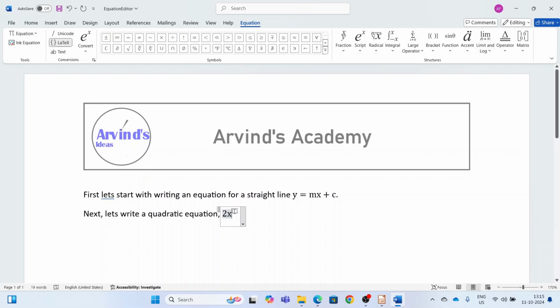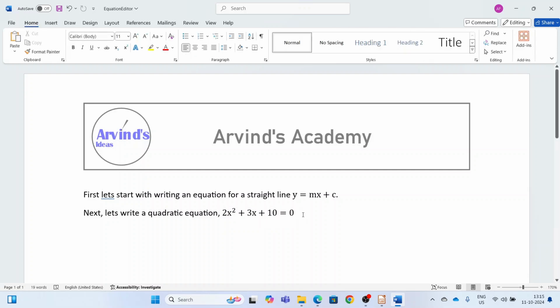2x raised to 2, then plus 3x plus 10 is equal to 0. Well, that was pretty simple. There we are. Now let's write a cubic equation.